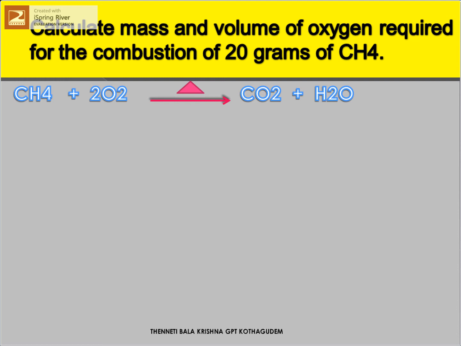It is displayed on your monitor: CH4 plus 2O2 gives CO2 plus H2O. Here they ask to calculate the mass, which depends on grams, and the volume, which depends on liters. We solve the problem in grams and liters, so you select the second and the third lines. First we solve the problem in grams.